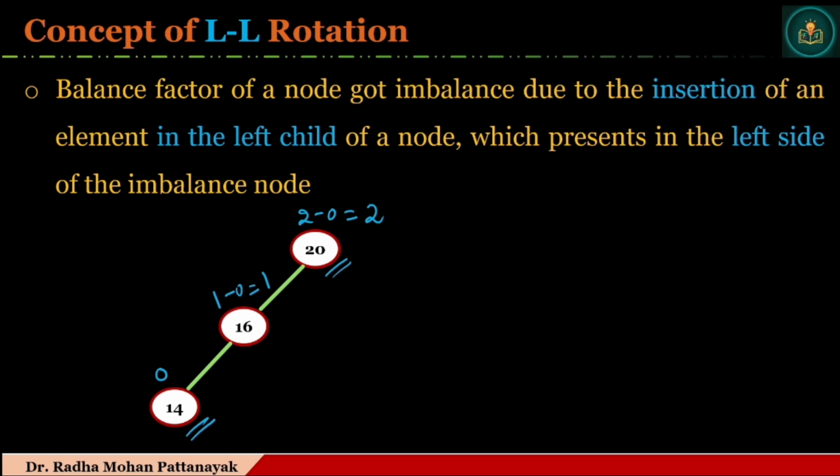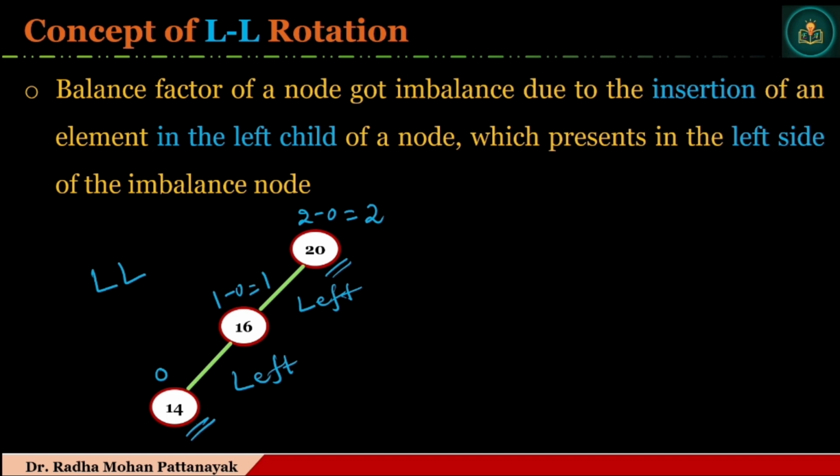Now you need to make a turn. So which type of turn will you apply? To decide this, you find which side of 20 the node 14 is present in. That is left, and here also left. 14 is present in the left of the left side of 20. That's why the turning is called left turning.